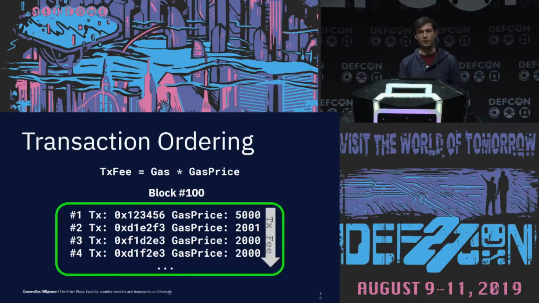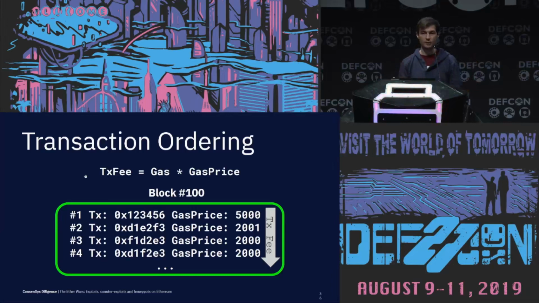Another important part is transaction ordering. Every time miners find a block, they get a reward, so they get some ether. But they also get some fee. Each transaction has a fee attached to it, and when they add that transaction to the block, they also get that fee.